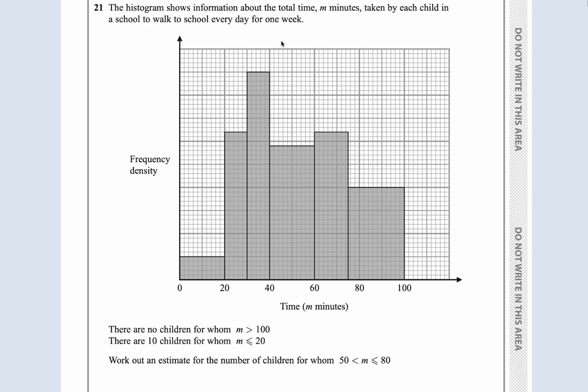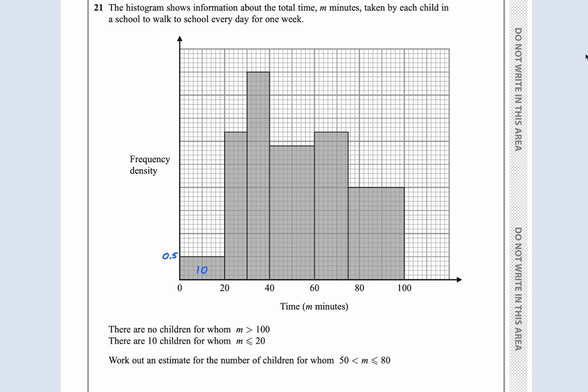Question 21. The histogram shows information about the total time, m minutes, taken by each child to walk to school. Okay, so it says there's no children above 100 and there's 10 below 20. So that means, guys, that this number here is 10. That means the area of this bar, rectangle, is 10, which means the height has to be 0.5, because 20 times 0.5 gives me 10.